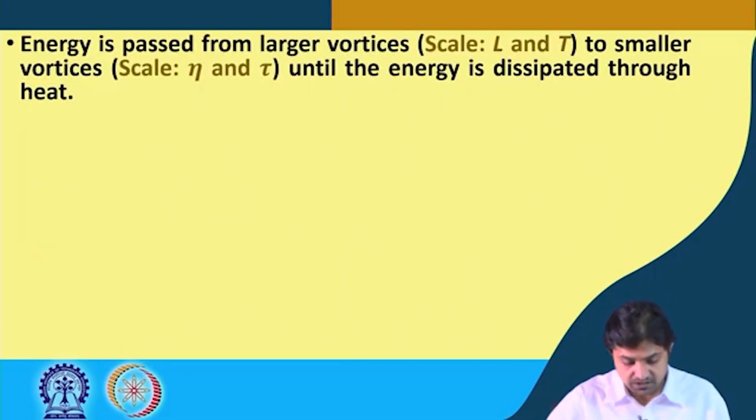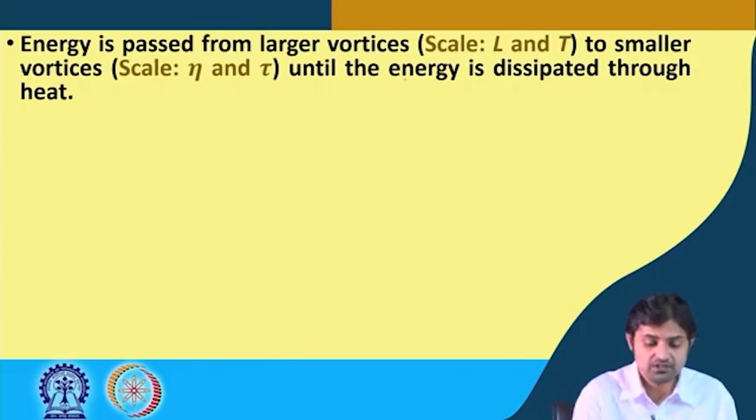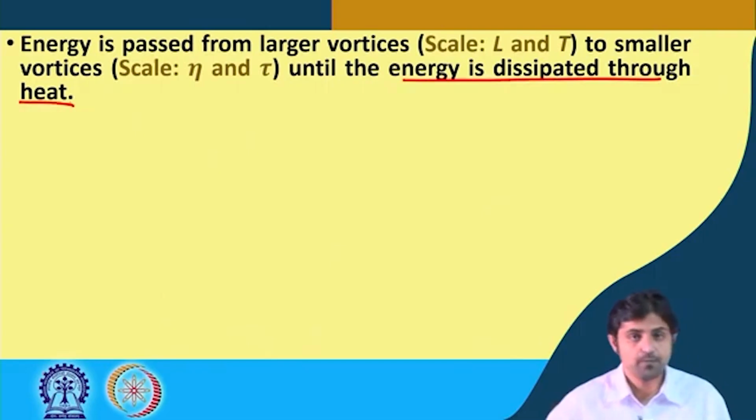Second thing is, the energy is passed from large vortices, that means the flow is of the scale of length L, to smaller vortices, because the dissipation happens at the Kolmogorov length scale. So the eddies transfer energy to each other, they keep on losing the energy, until they come in the range of this Kolmogorov length scale, and at this point this energy is dissipated through heat.